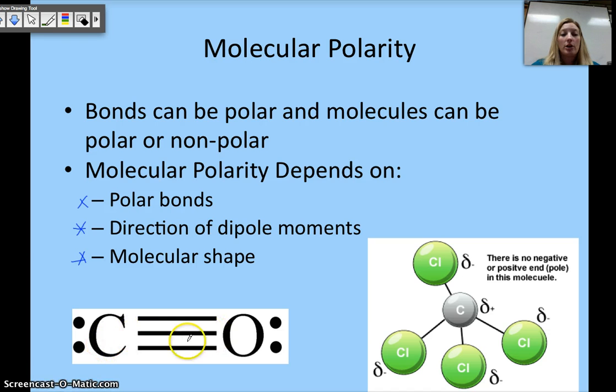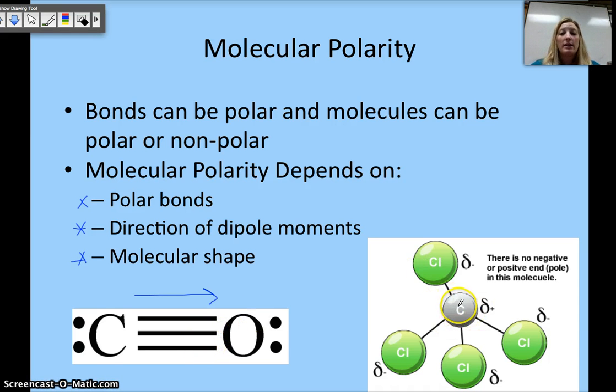So in this molecule, we can see carbon and oxygen. Well, oxygen is way more electronegative. And if we look at those values, it would give us a difference that would put us in the polar covalent region. So there would be an overall pull this way. So it has polar bonds, there's an overall direction of that moment, and the shape is linear, so that's not really going to help us any. It's not going to really change it.